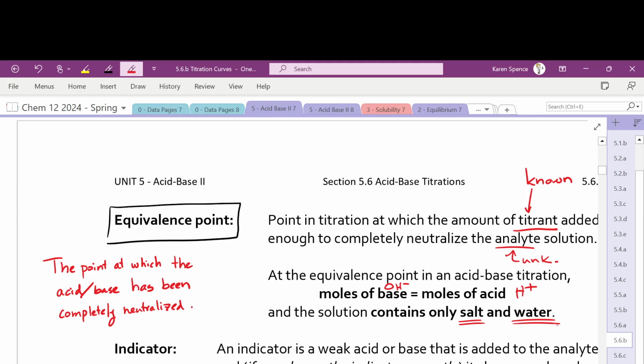All the acid's gone, there's no extra. All the base is gone, there's no extra. All that's left is the salt and water. What is the pH of the solution when we hit the equivalence point, when all that is left is the salt and the water? You've got 4 choices: acidic, basic, neutral. You can't tell from this question.